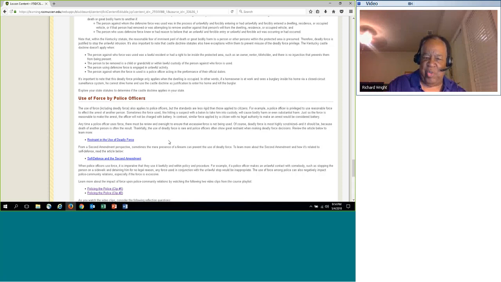From a Second Amendment perspective, sometimes the mere presence of a firearm can prevent the use of deadly force. So the point of the matter is when police officers use force, it is important they use it within the law, within the policies and procedures of the department as well. For example, if a police officer makes an unlawful contact with somebody, such as stopping the person on a sidewalk, detaining that person for no legal reason, any force used in conjunction with the unlawful stop would be inappropriate.